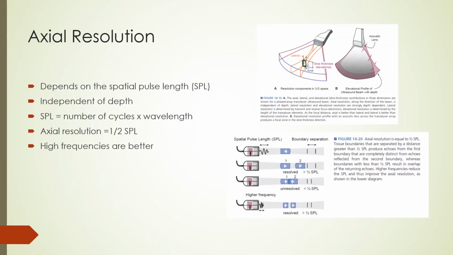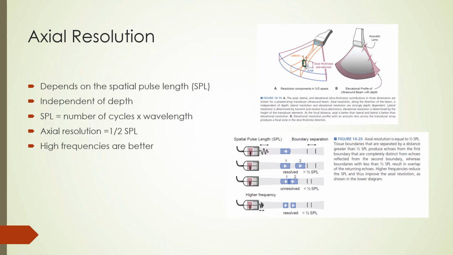Let's now look at resolution in ultrasound. We shall start with axial resolution. Axial resolution is the resolution along the axis of the beam. It depends on the spatial pulse length and it's independent of depth. Axial resolution is equal to half the spatial pulse length.